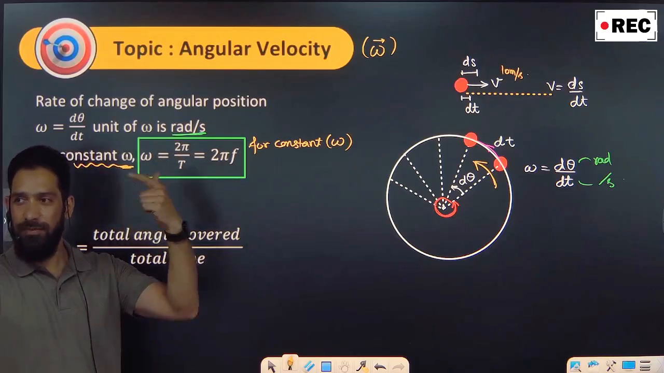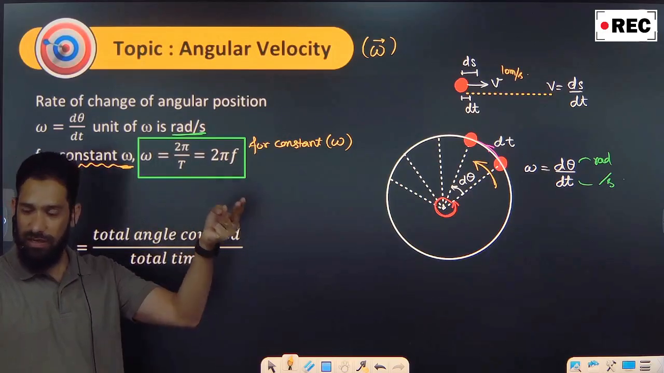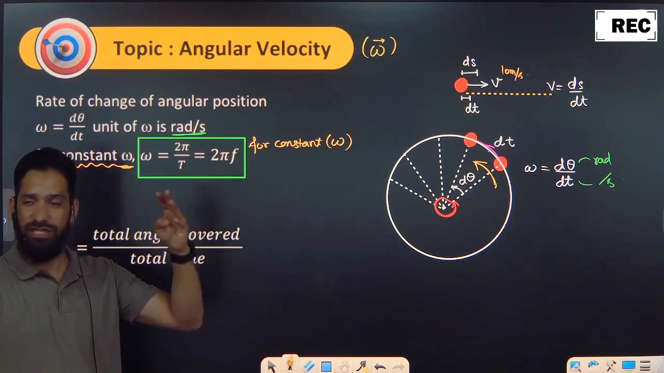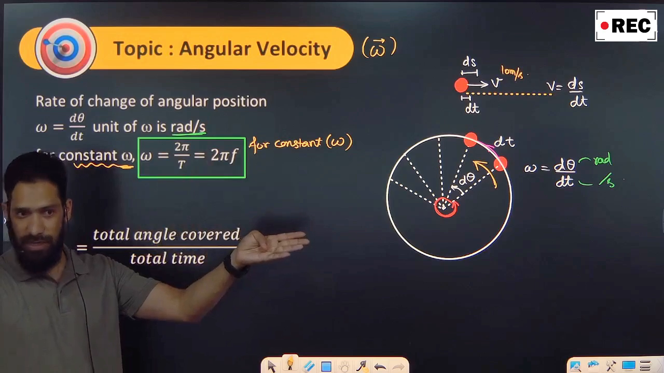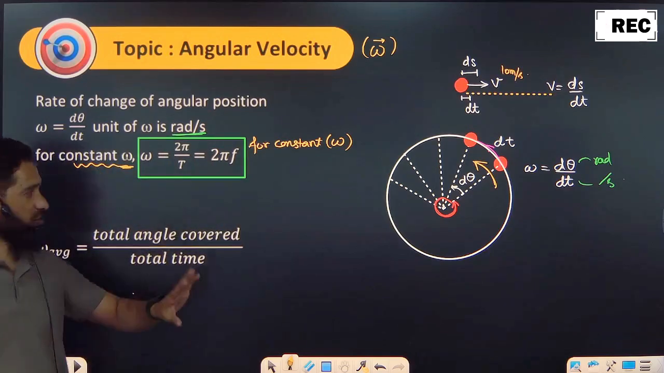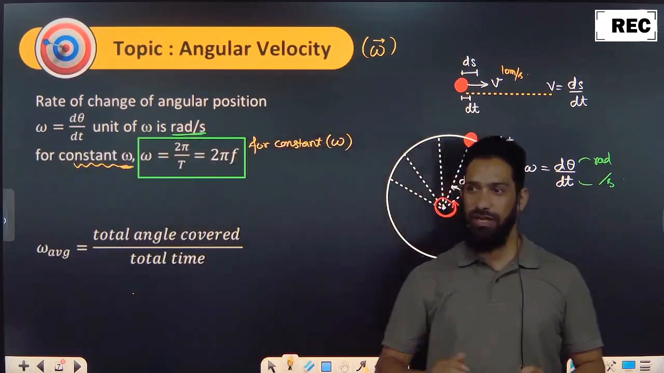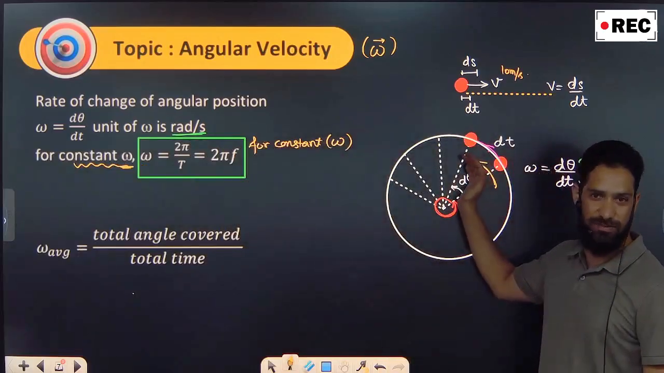We study the same in oscillations, we study the same in waves, in electromagnetic waves, we study the same in AC, right? But this omega will have different meanings at that time. Here, what is this omega? It is the rate at which the angular displacement is covered. Rate of change of angular positions, angular displacements, right?